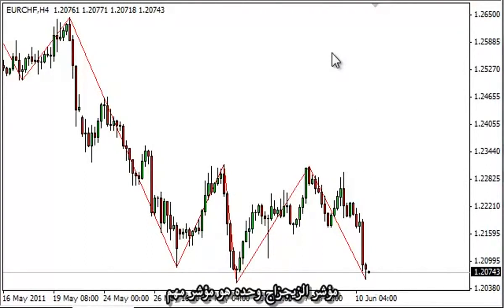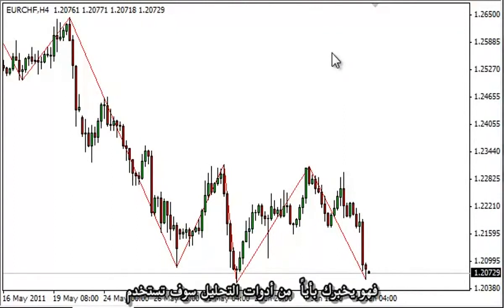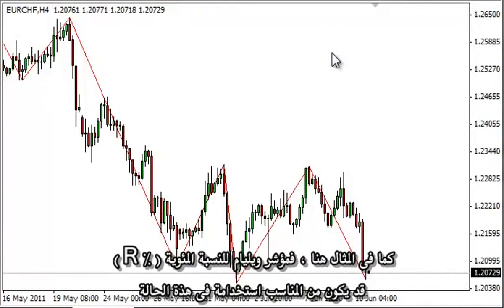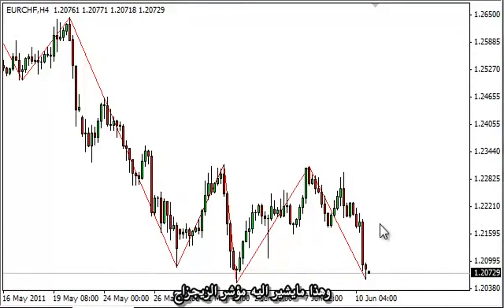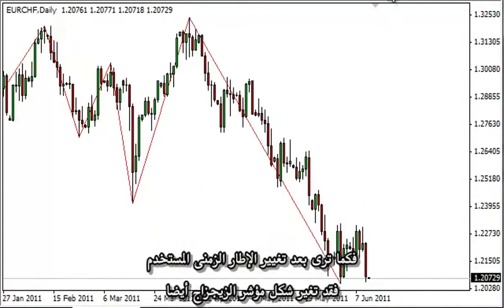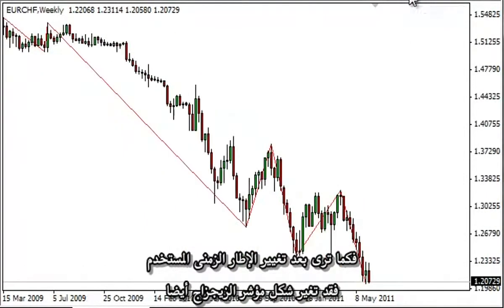The zigzag indicator by itself isn't necessarily a system, but what this does is this helps you identify what types of tools you may want to be using. For example, the Williams percentage range indicator is good at range bound markets, which is exactly what the zigzag is telling you right now. As you can see, as I change time frames, the zigzag will change with it too.